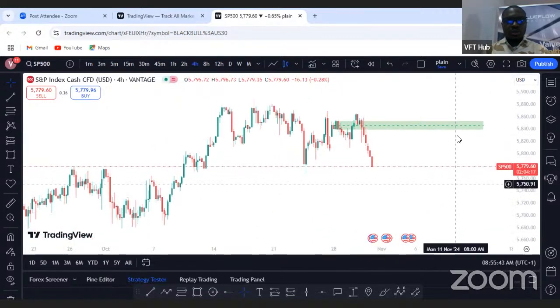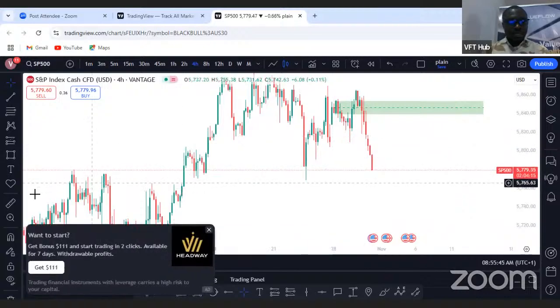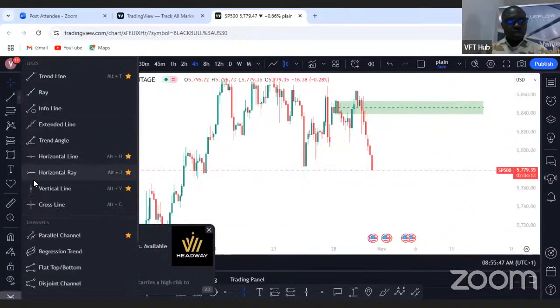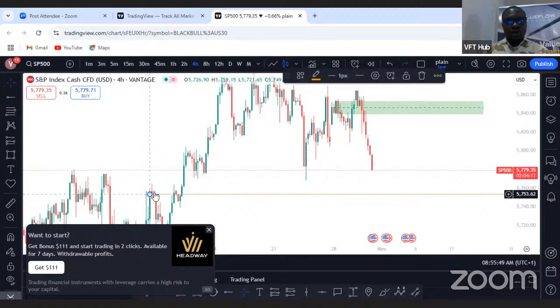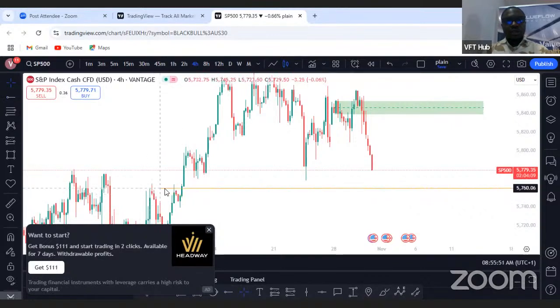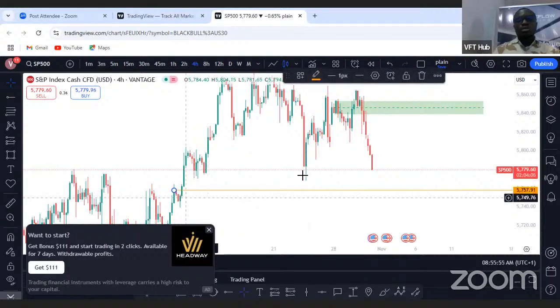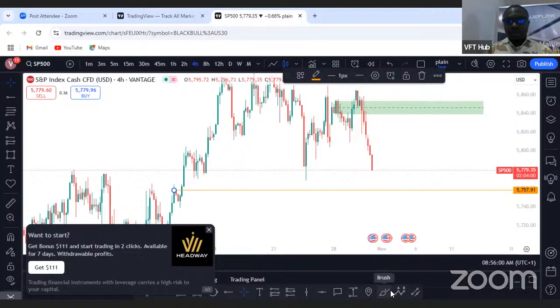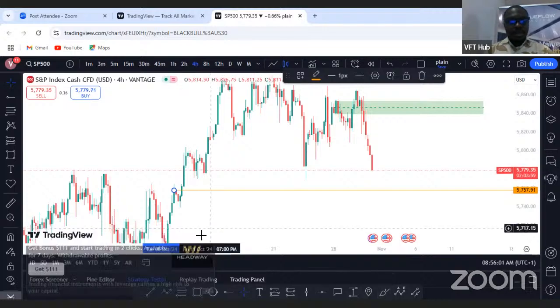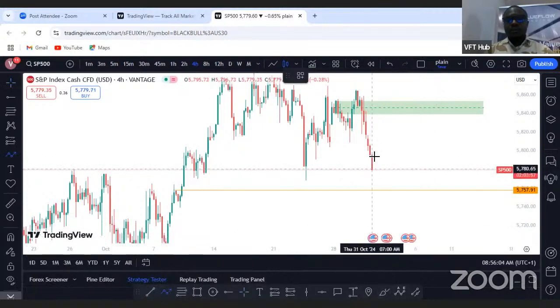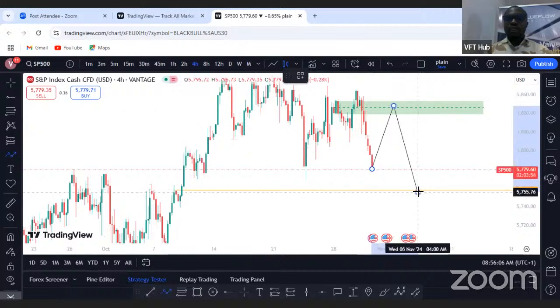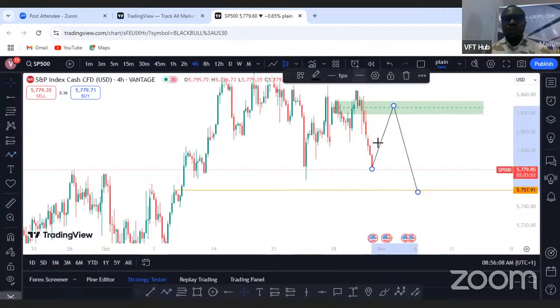Where do we ultimately exit from? I see myself exiting from this trade around this zone, because of the fair value gap, right? Because of the fair value gap around this zone. So something like this, and then you know the usual drill.